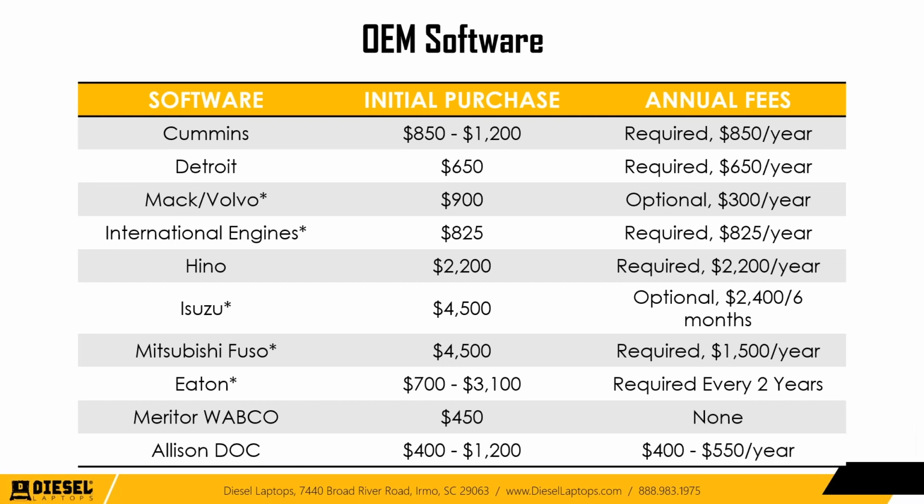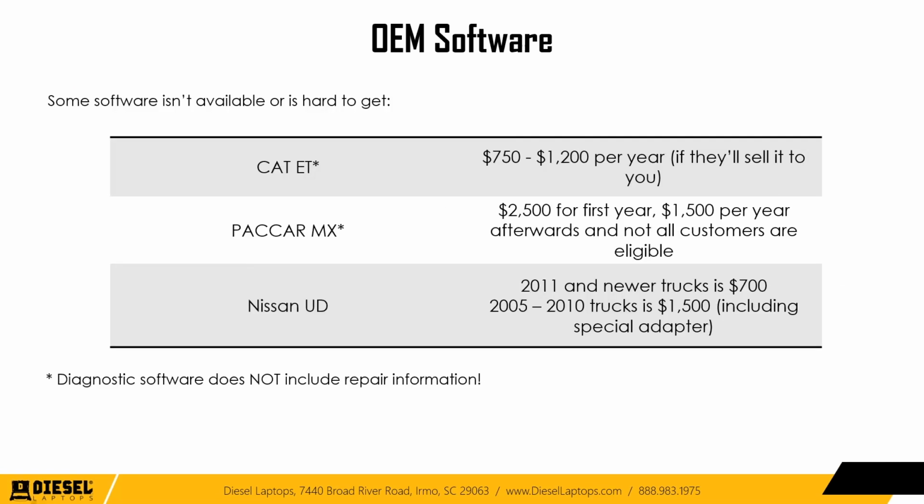All right. So what we have here on page two is a couple more. The ones on the first page were easy to get. The ones on the second page, not so easy to get. So CAT ET, the only way to get CAT ET is literally call up your local CAT dealer and ask them if they'll sell it to you. And most times they will not. It's really a decision dealer by dealer.